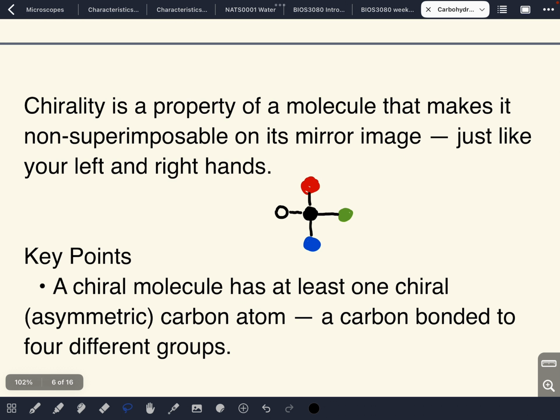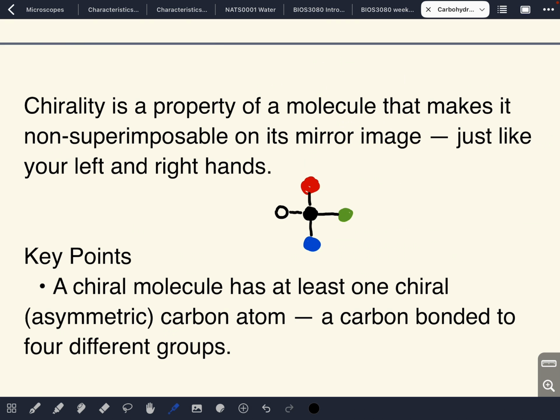Chirality is a property of a molecule that makes it non-superimposable on its mirror image. And as you know, everything has a mirror image, apart from vampires. They don't have mirror images, but we don't deal with vampires here. And these mirror images very often are not superimposable. We can't put one side of the mirror on top of the other side of the mirror.